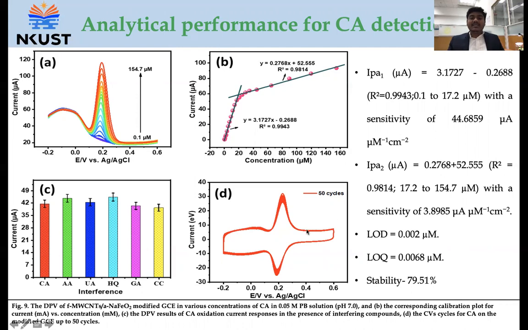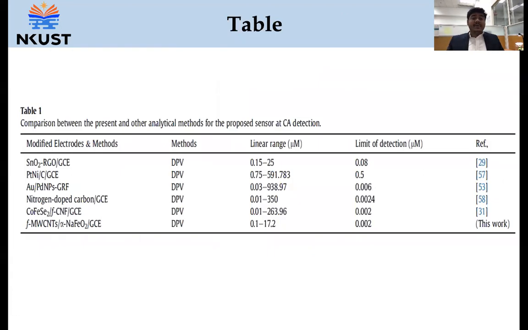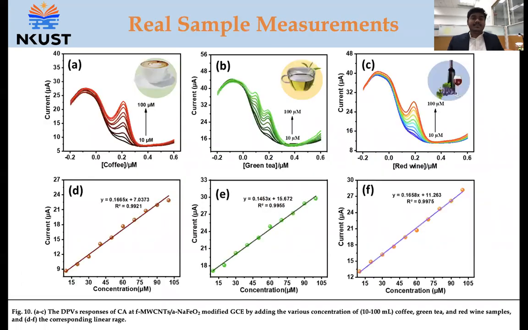For cycle stability, we performed around 50 cycles after the addition of caffeic acid. After 50 cycles, 79.51 percent of the initial current was observed. This is the comparison table of the previous literature and our proposed electrode, showing a good detection limit and good peak responses for caffeic acid detection compared to the previous literature.